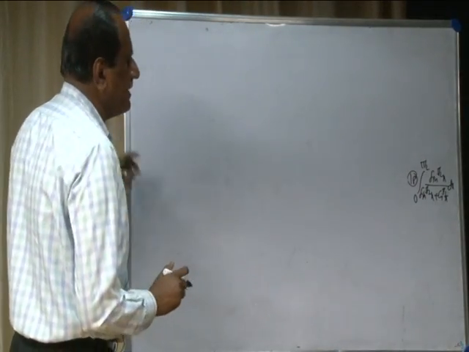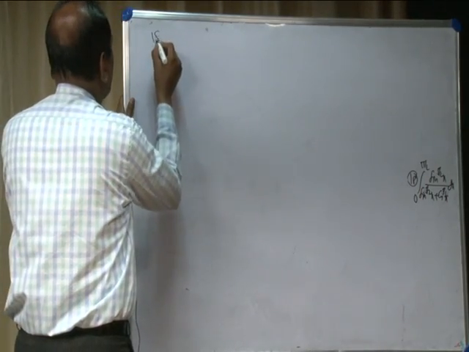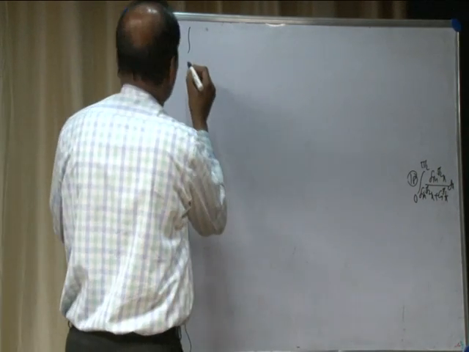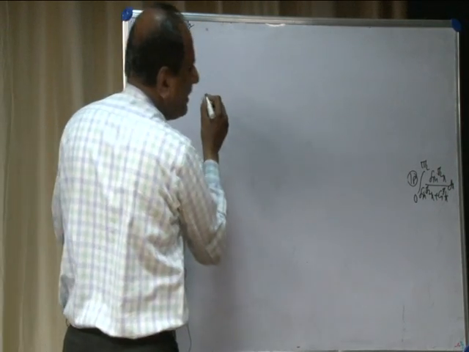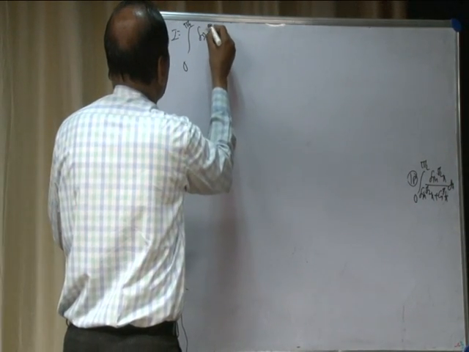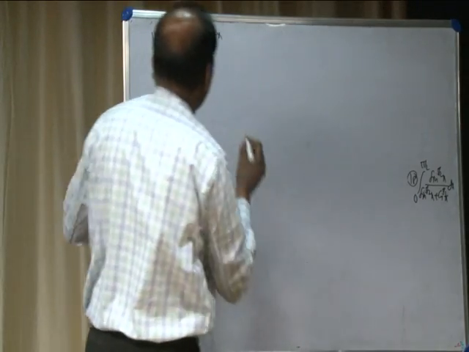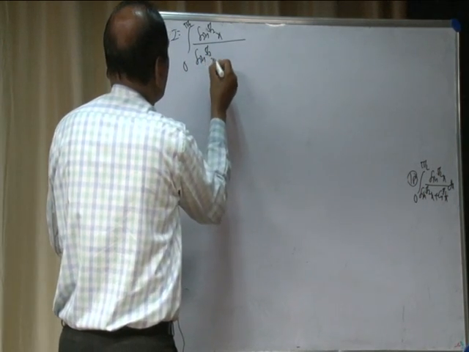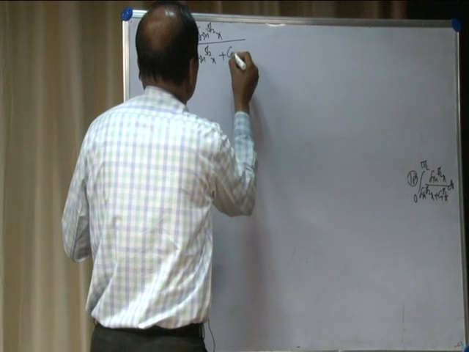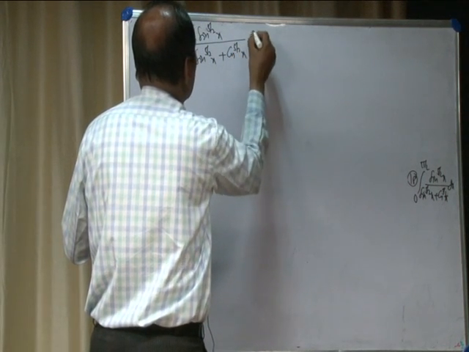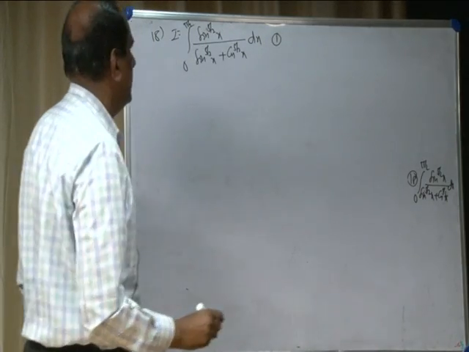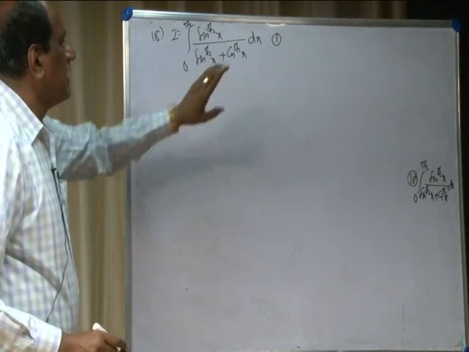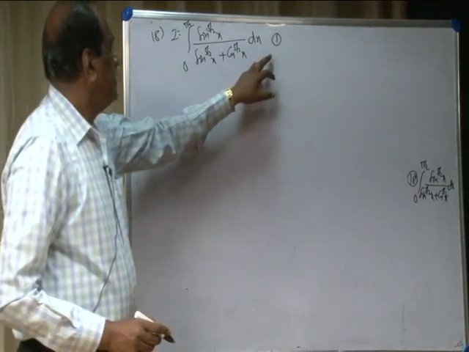Powers are there for trigonometric functions. So, 18th problem: I is equal to integral from 0 to pi by 2 of sin power 5 by 2 x divided by sin power 5 by 2 x plus cos power 5 by 2 x dx. Call this equation 1. So, apply the property.